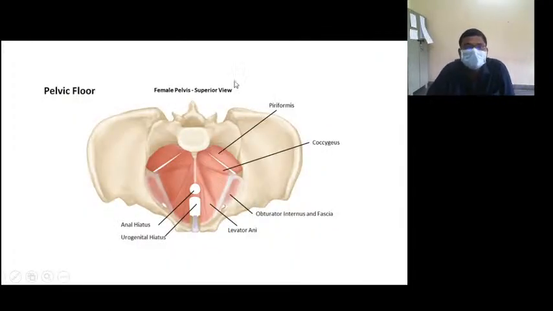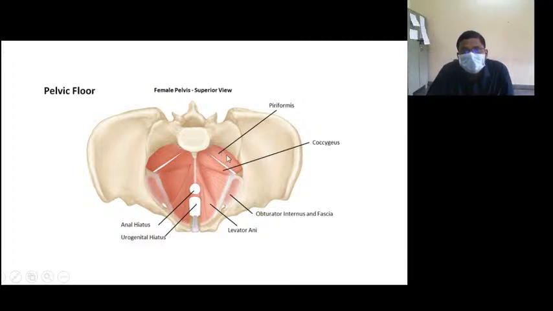Now coming to the next important structure, called the pelvic floor. What is the use of this pelvic floor? The pelvic floor, or otherwise called the pelvic diaphragm, is useful in separating the cavity of the true pelvis or the lesser pelvis from the perineal region. As you know very well, the perineal region contains the structures or the apertures of the excretory system and the reproductive system. So the pelvic floor will separate the perineal region from this pelvic cavity.